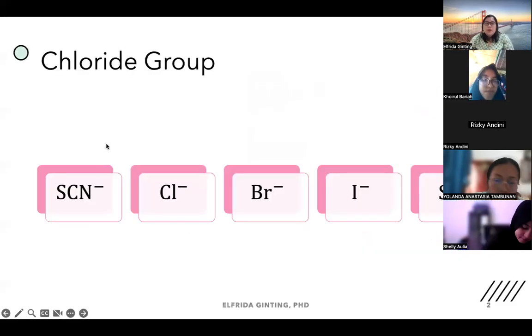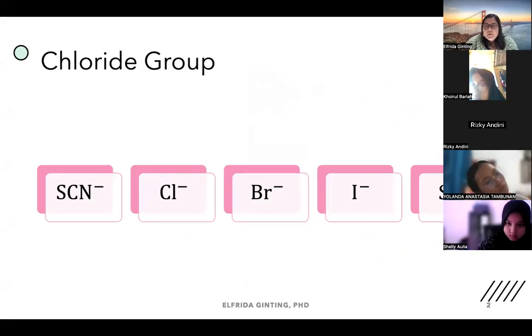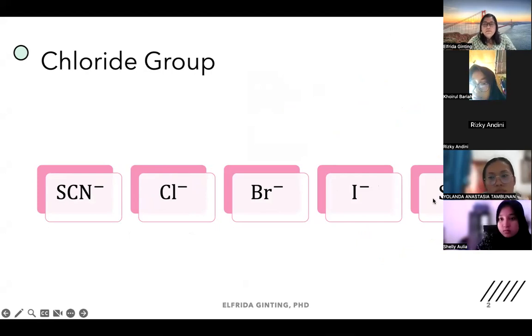Okay, now chloride group consists of thiocyanate, chloride, bromide, iodide, and sulfide. Yeah. So these five are sulfide. Yes, the English term is sulfide. Okay, this is thiocyanate. Okay, thiocyanate.